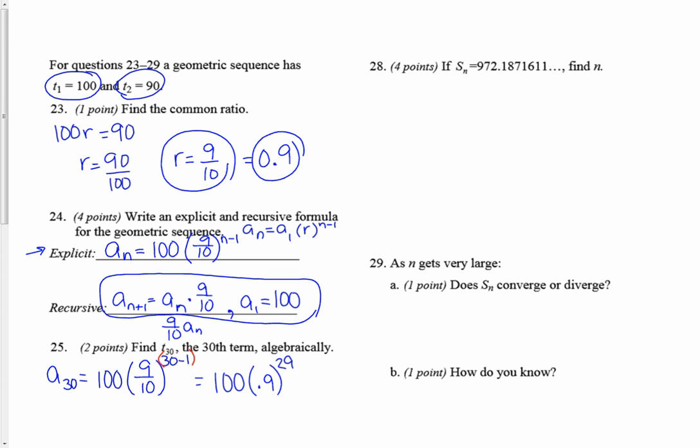So typing into our calculator, 100 times 0.9 to the 29th power is 4.7101. I went ahead and truncated this to 4 places after the decimal because that's the accuracy that we like in the directions on this test.